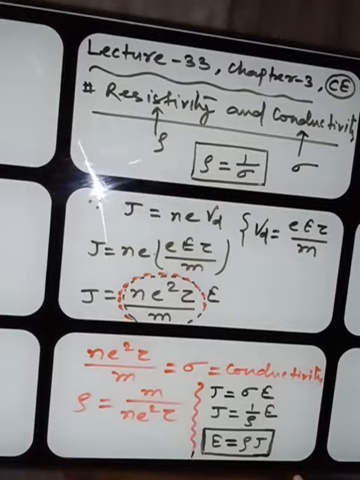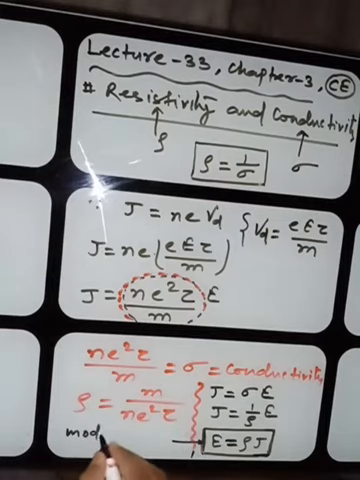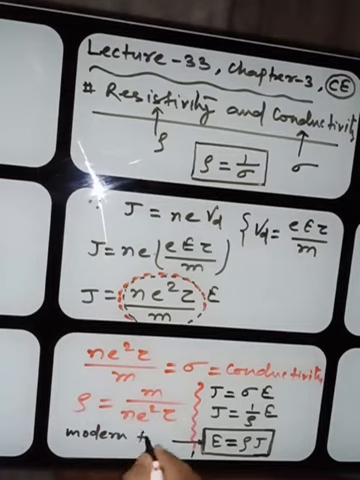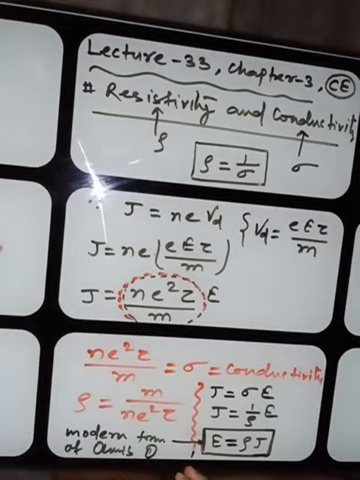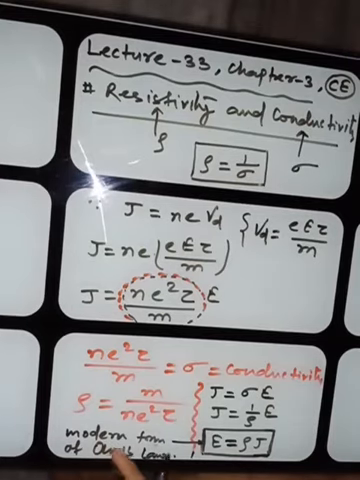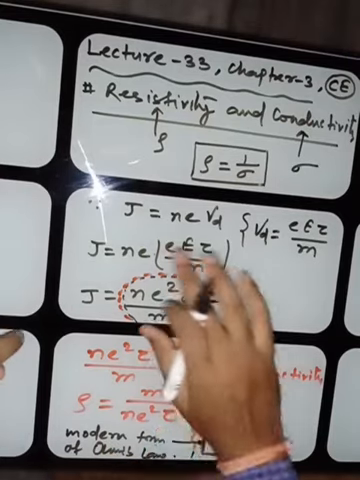E equals rho J, where rho is the resistivity and J is the current density. And this particular equation is called the modern form of Ohm's law. This is the modern form of Ohm's law, my dear student.